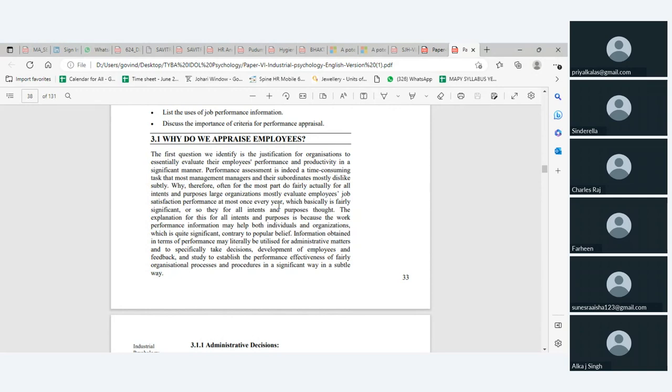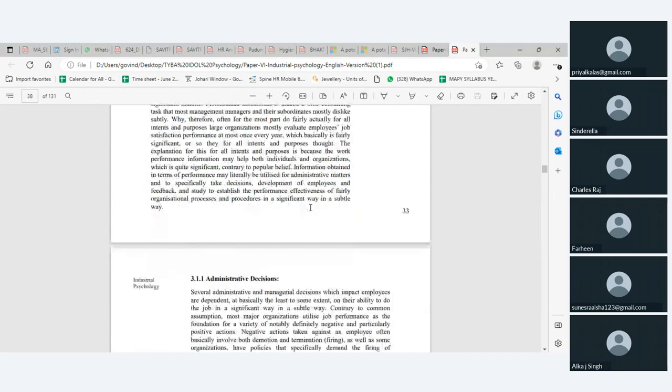My team, who had 2.3, 2.4 out of 5, less than 50% performance, has improved to 3.3 now. So almost 66% of the required performance. That's why we need to appraise the employee, to give them feedback, to make them aware of where they need improvement. So you can write this in your own words.